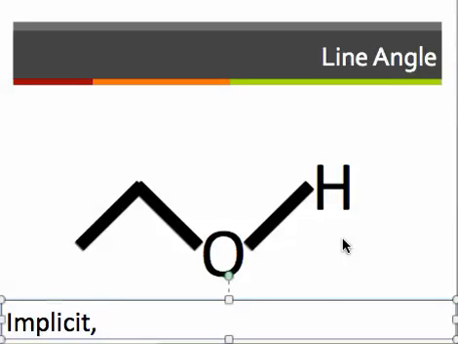Now notice though the oxygen and hydrogen are drawn in, so any non-carbon atom has to be drawn in, and it is said to be explicit in the drawing. It is explained in the drawing. And so we have the oxygen atom, and then since it's an oxygen atom bonded to a hydrogen, usually the hydrogen atom is also drawn in. And this is known as a line angle drawing.